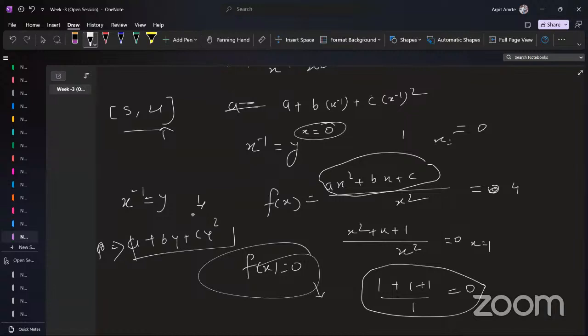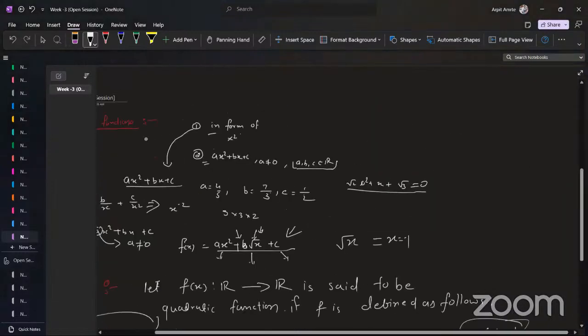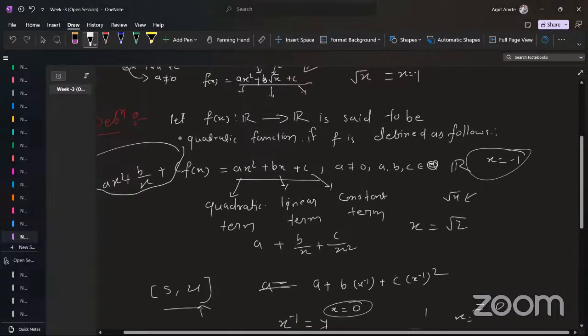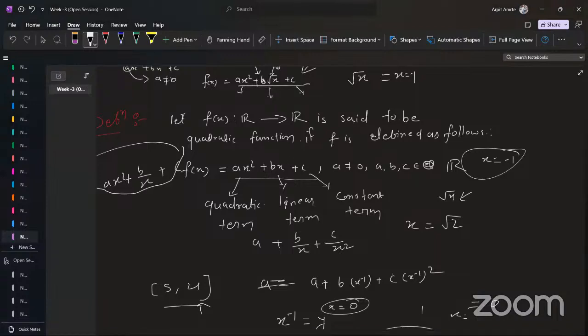Means the domain is fixed. Yes, in the restricted domain you can say like that. Why? Because we have put x inverse equals y. This will not exactly be a quadratic function, but it can be one. It will behave like a quadratic function. So basically, what is your definition? Just look at the definition. This is the only definition that you have for a quadratic function: let f be defined from R to R, it is said to be a quadratic function if f is defined as follows.